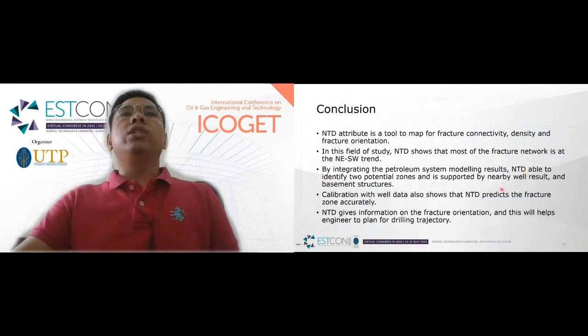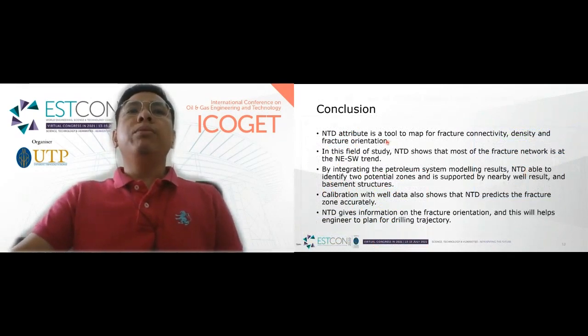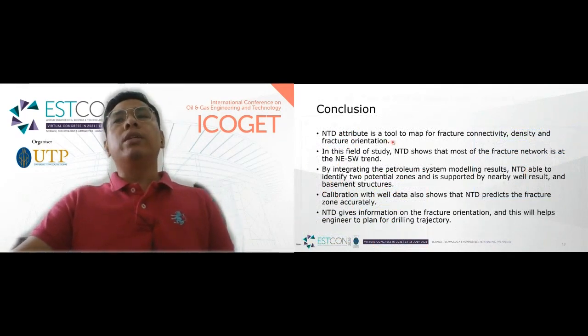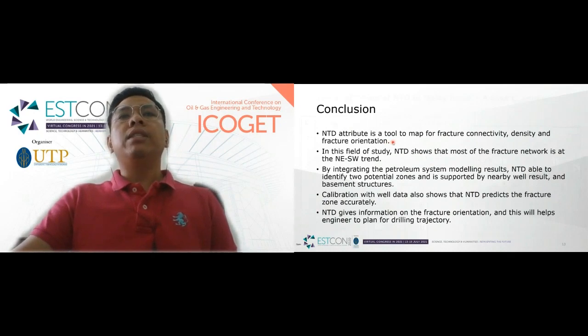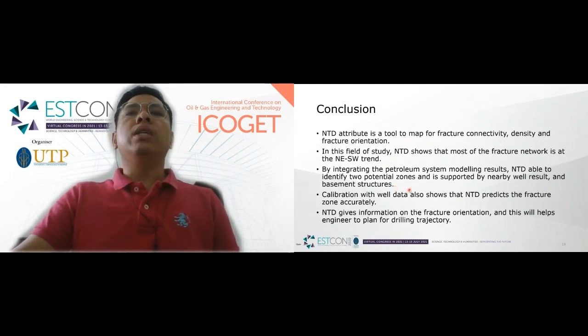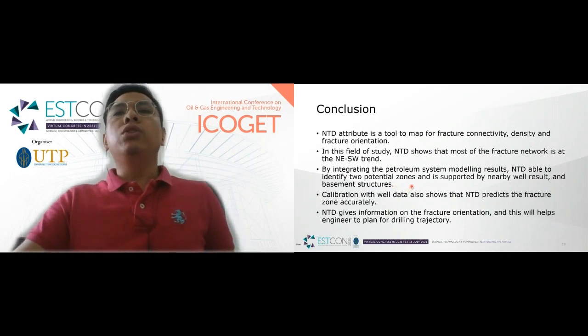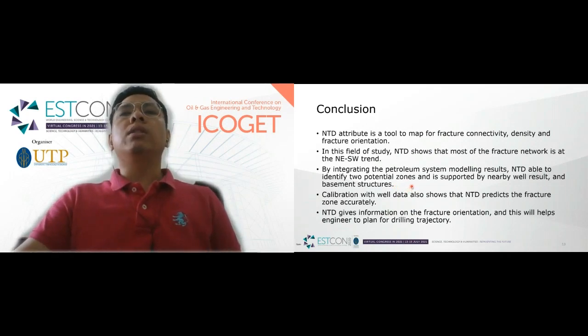So this is the conclusion. NTD attribute is a tool to map the fracture connectivity, density, and fracture orientation. And in this field study, NTD shows that most of the fracture network is at the northeast and southwest trend. By integrating the petroleum system modeling result, NTD is able to identify two potential zones, which are Zone A and Zone B, also supported by the nearby well results and the basement structures.